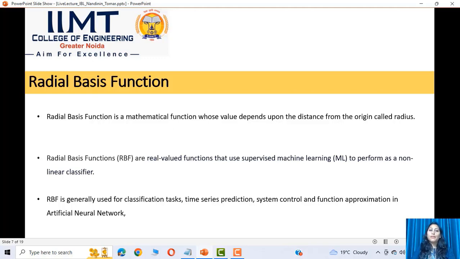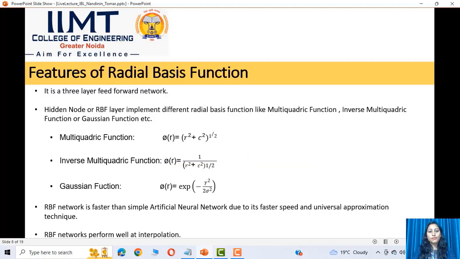Radial basis function is a mathematical function whose value depends upon the distance from the origin, and this distance is called the radius. Further, the machine uses this radius to calculate the radial basis function and then finally makes the predictions. Radial basis functions are real-valued functions and they use supervised machine learning to perform as a non-linear classifier. RBF is generally used for classification tasks, time series predictions, system control and function approximations in artificial neural networks.